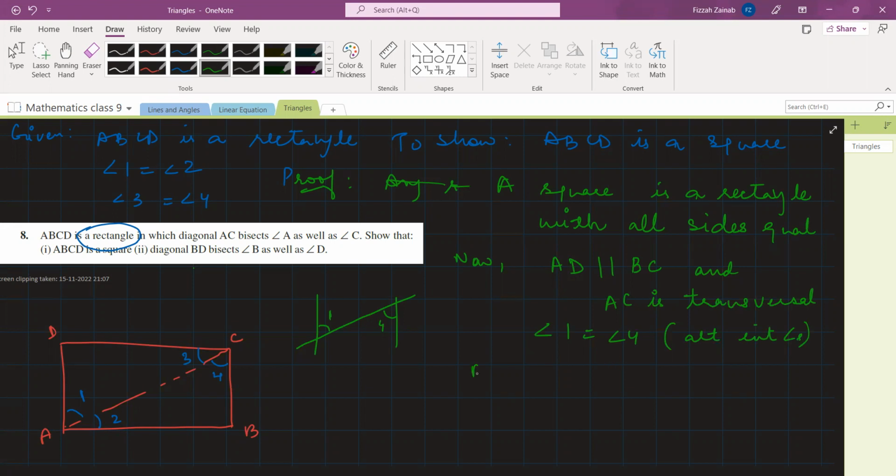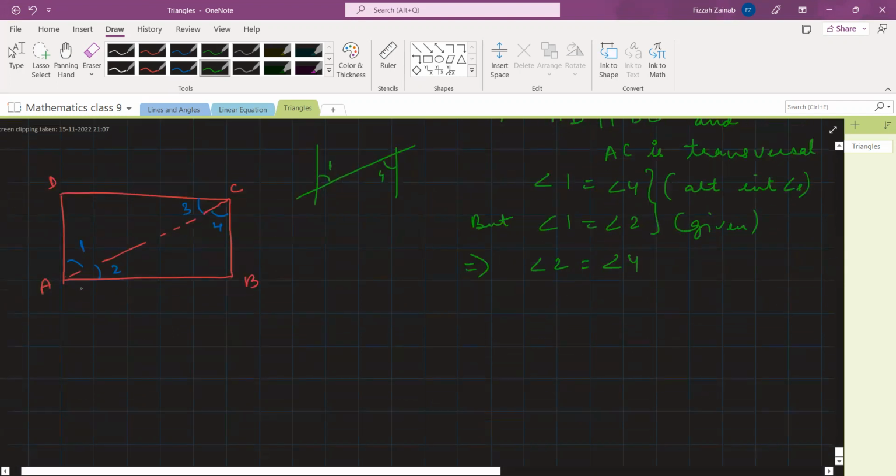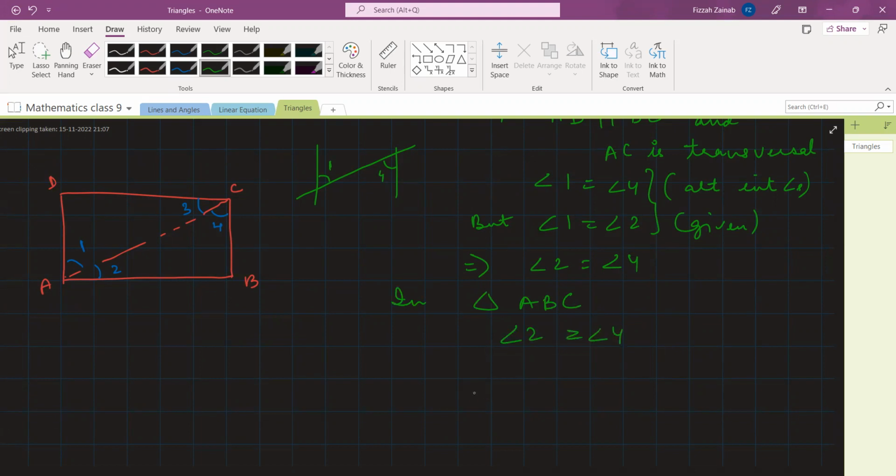But angle 1 is equal to angle 2. It is given in the question. So therefore, what I get, angle 2 is equal to angle 4, right? From these two, I get angle 2 is equal to angle 4 if I combine these two, right? Okay. Now 2 and 4 are falling in triangle ABC. Angle 2 is equal to angle 4. So I can say that AB is equal to BC.